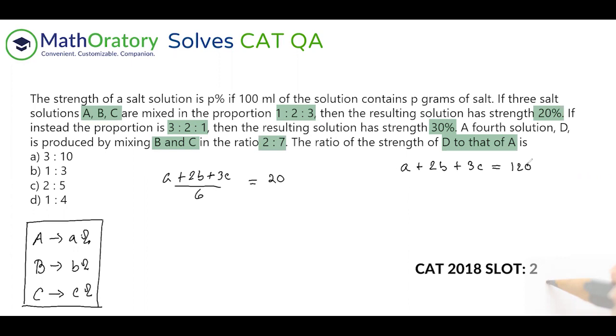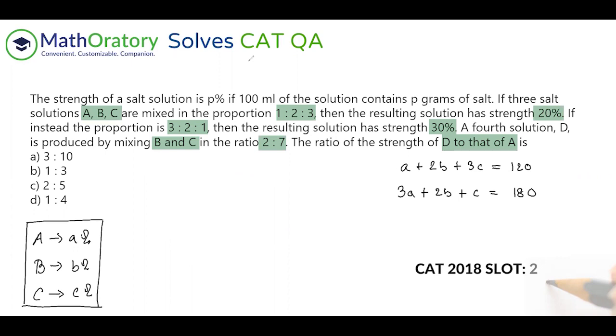The second one says we are mixing in the ratio 3:2:1. So that will be (3A plus 2B plus C) divided by 6, and that is equal to 30%. Again, multiplying by 6, we have 3A plus 2B plus C is equal to 180. So these are the two equations that we have.